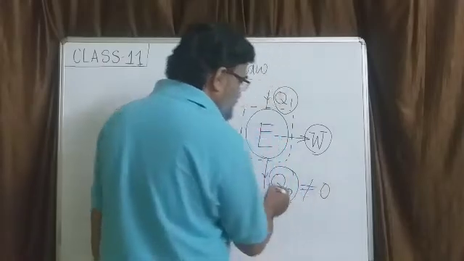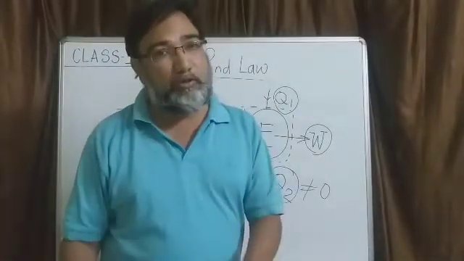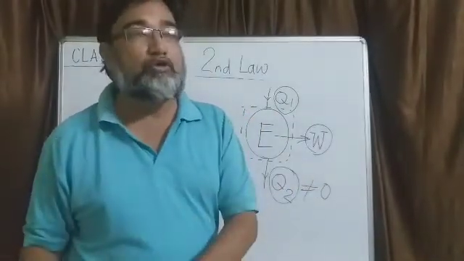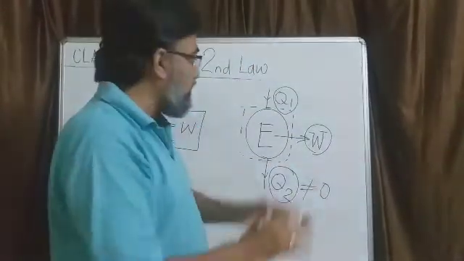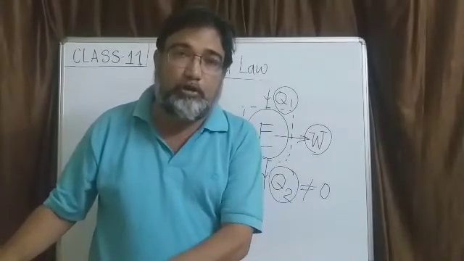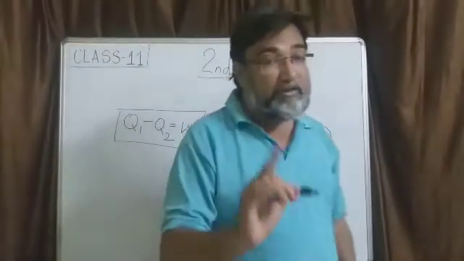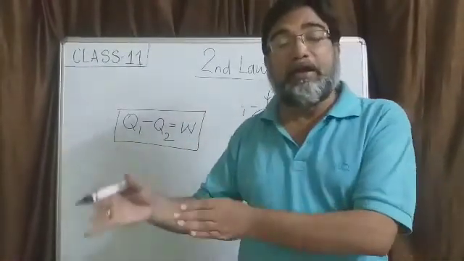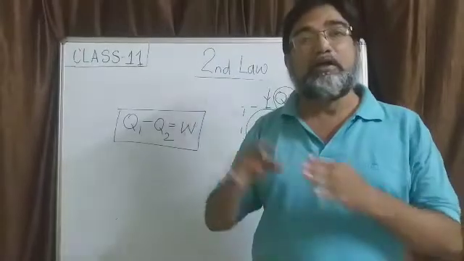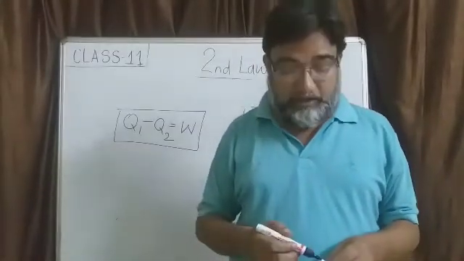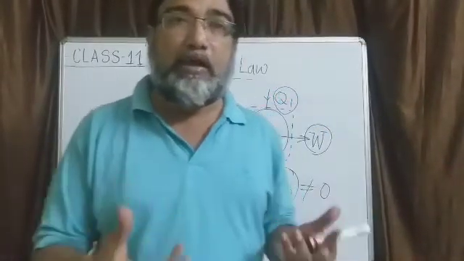Because if Q2 is 0, that means the existence of a sink is not there, and according to the second law, a source has to exist, a sink has to exist, and the engine has to work in between source and sink. The engine has to draw some heat Q1 and it has to throw some heat Q2, and only the difference of Q1 and Q2 will appear as mechanical useful work output. So the whole of Q1 is not getting converted to W in a cyclic process or in a heat engine. That is the story, that is the main essence of the second law.